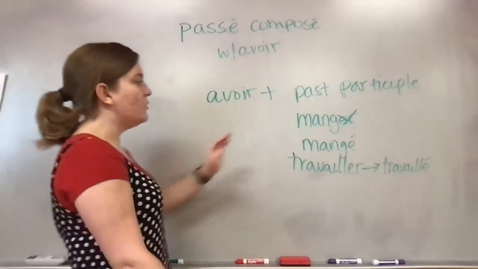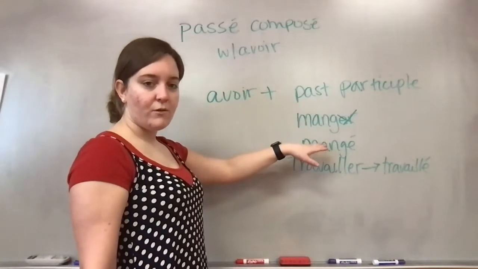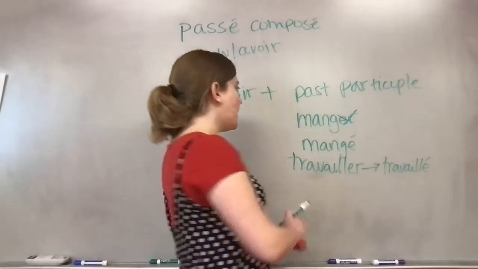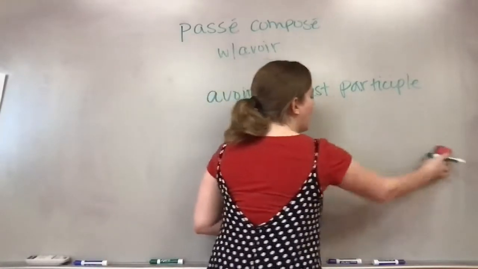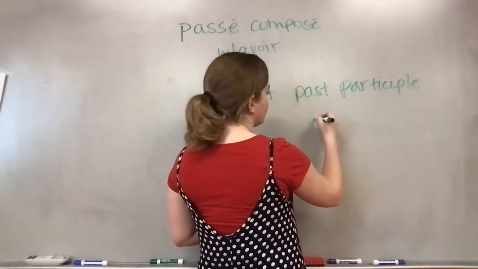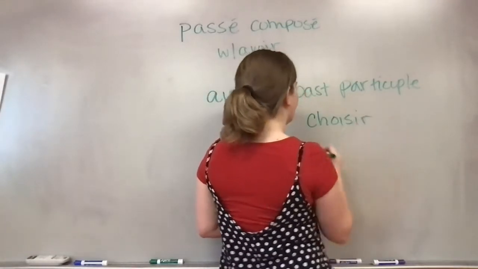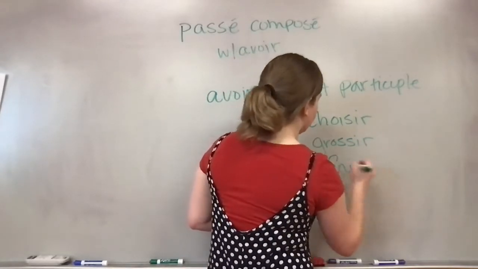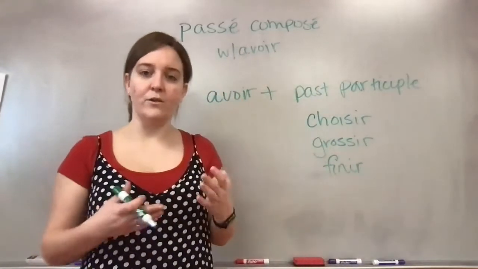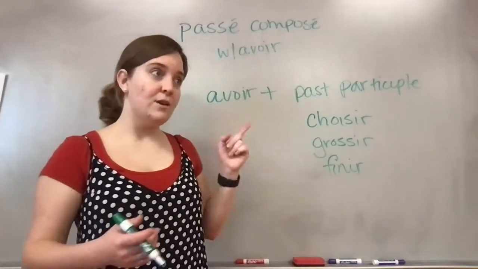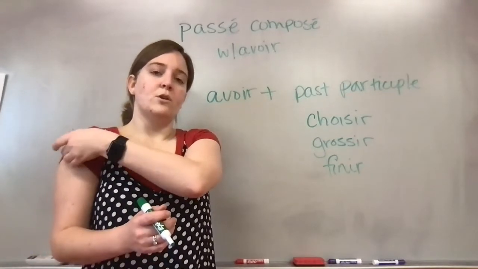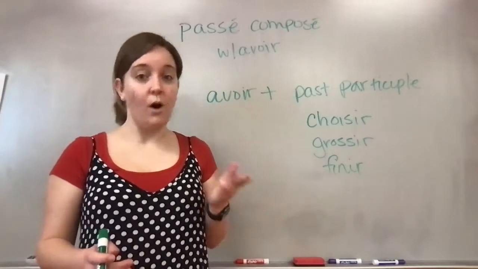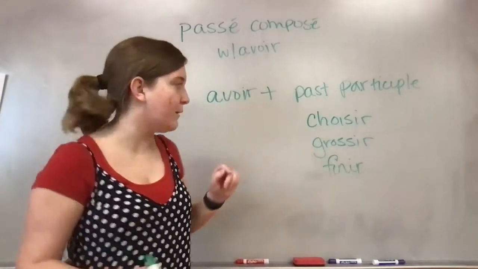All right, so the past participle for ER verbs is formed by dropping the ER ending and adding an E with an accent aigu. Now, we also know IR verbs. IR verbs such as choisir, grossir, finir. All right, IR verbs also follow a pattern. Even the ones that we learned before that were irregular, like dormir, servir, those ones also follow this same pattern. So that makes it very easy.